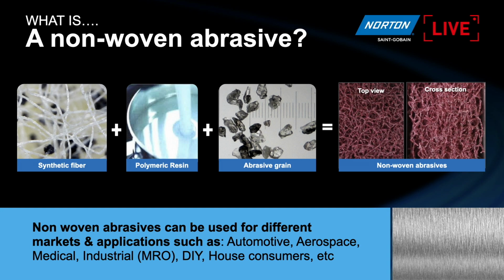We see a wide list of applications on the screen right now, from the house to high-tech industries. These products can be used, and they deliver the type of finish that you can see in the bottom right corner there. Not only can they be used on metals, but on woods, plastics, glass, fiberglass, everything. And if we take it to the next slide, please, Martin.